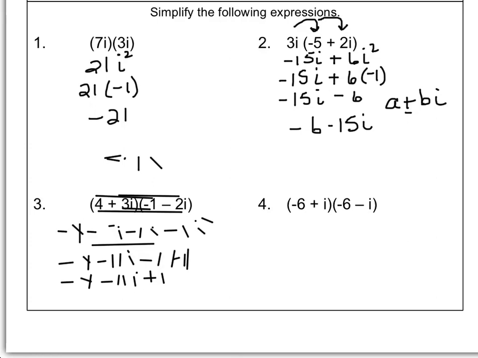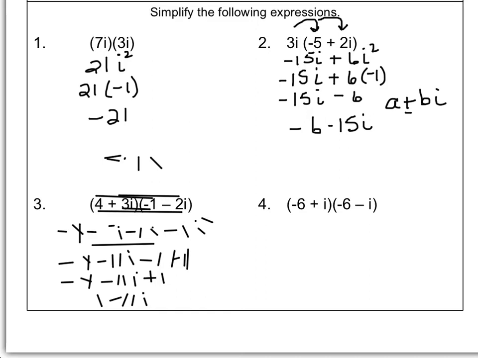Okay, so now I combine my like terms 6 and negative 4. 6 minus 4 is 2 minus 11i. And that's your final answer. Again, your real term comes first, your imaginary term comes second. Okay? All right, let's take a look at number 4.